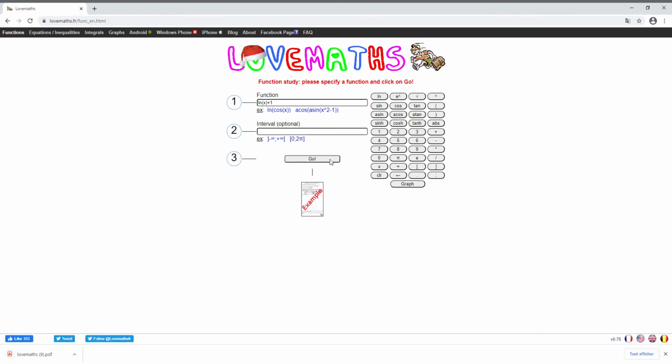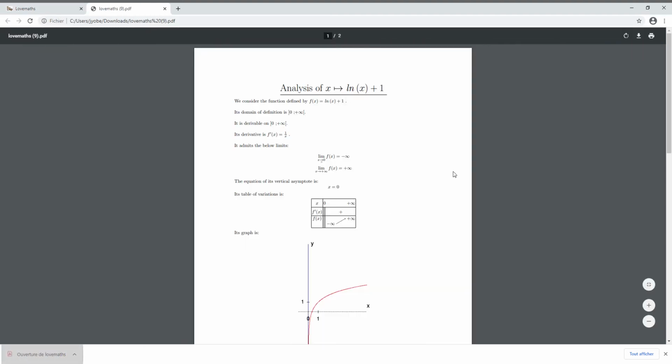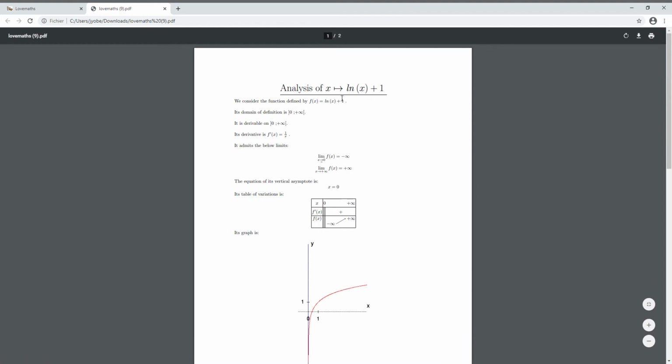After a few seconds, a PDF file with the function study is generated. So I open this PDF file. Here, I can see that effectively the function studied is log x plus 1. We are told that this function is defined on the interval 0 excluded plus infinite, that it can be derivated on 0 excluded plus infinite, that its derivative is 1 over x, and that it admits two limits.